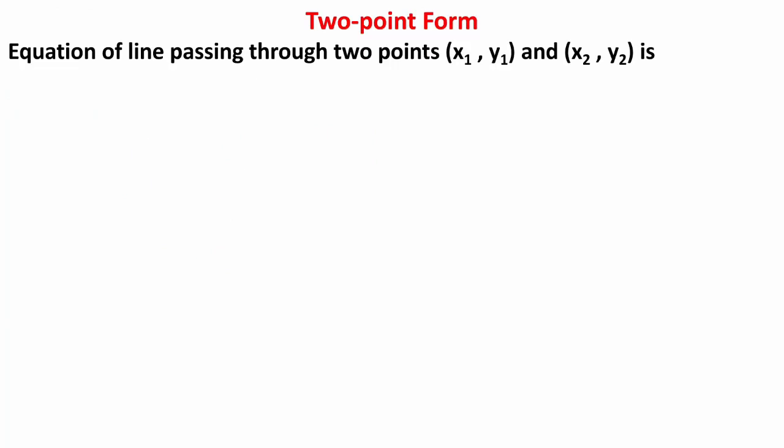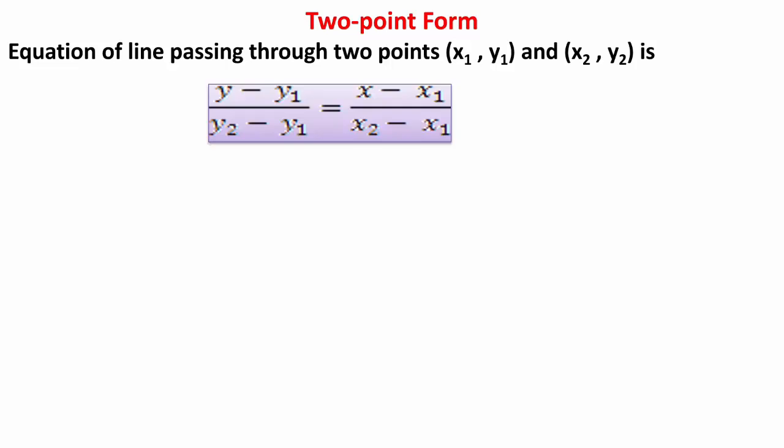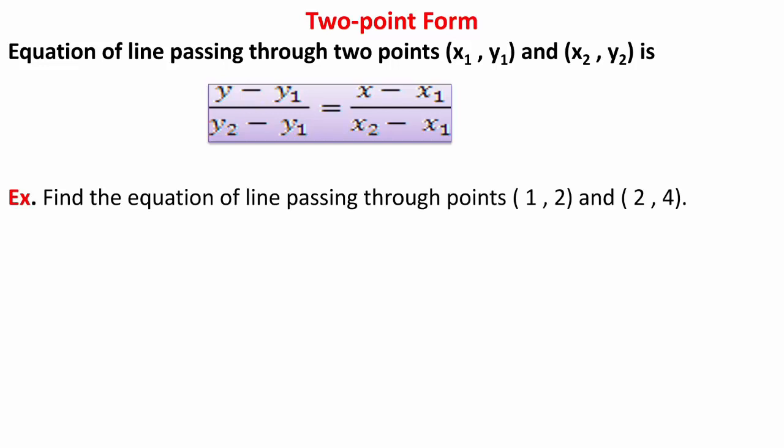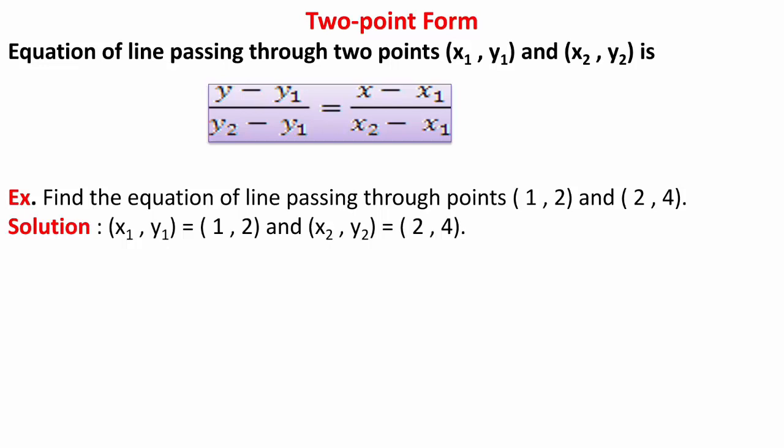Two-point form. The equation of a line passing through the two points (x1, y1) and (x2, y2) is (y minus y1) divided by (y2 minus y1) equal to (x minus x1) divided by (x2 minus x1). Example: find the equation of the line passing through the points (1, 2) and (2, 4). Here, (x1, y1) is (1, 2) and (x2, y2) is (2, 4).